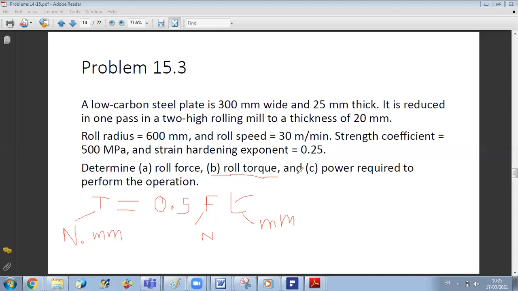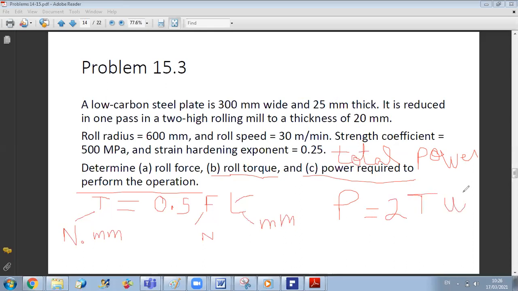Then they asked for the power required to perform the operation. When they say power required for the operation, this means they want the total power. Since I have two rolls, to get the total power P, I should do 2T times omega, where T is the torque I calculated in the previous step, and omega is the angular velocity of each roll.